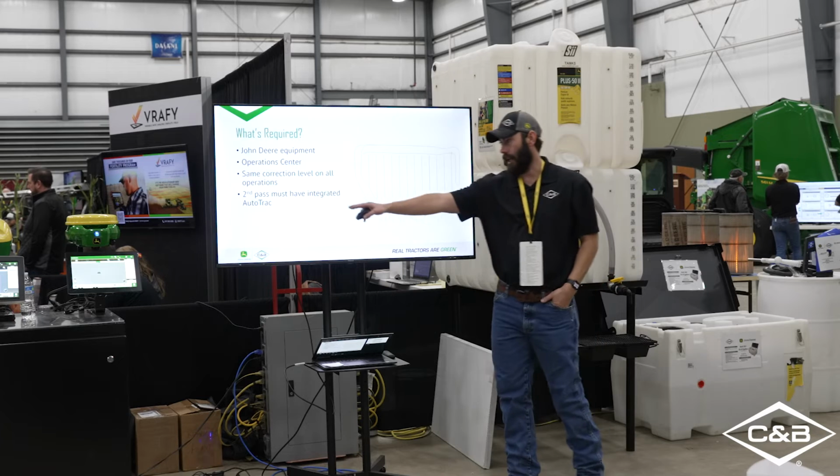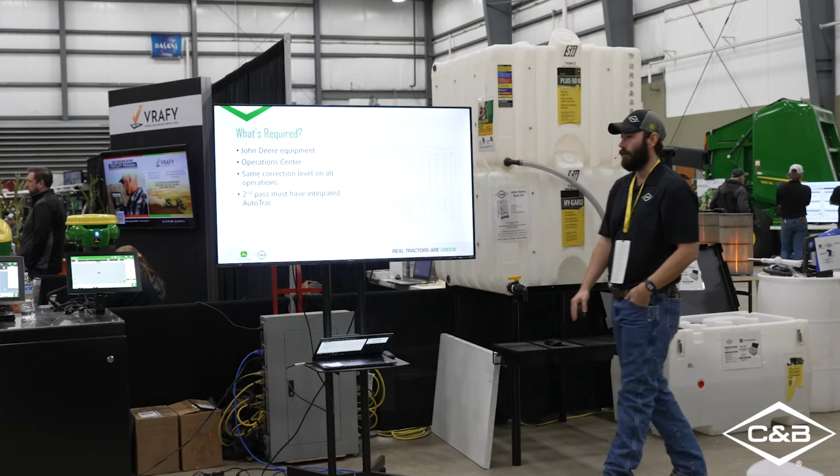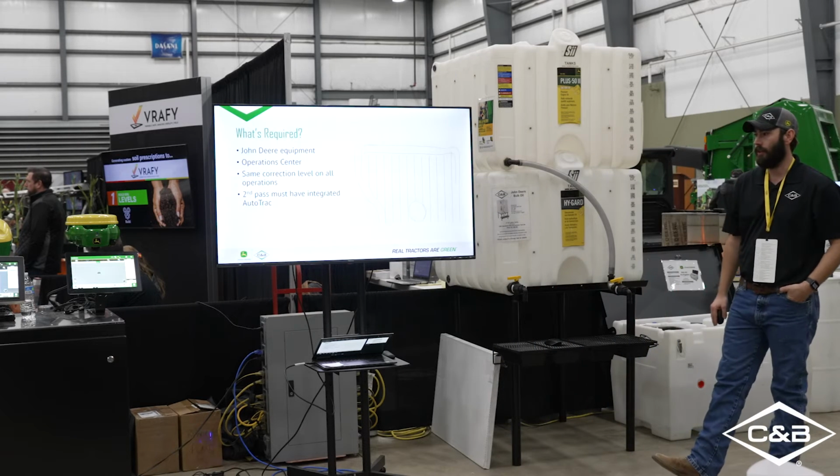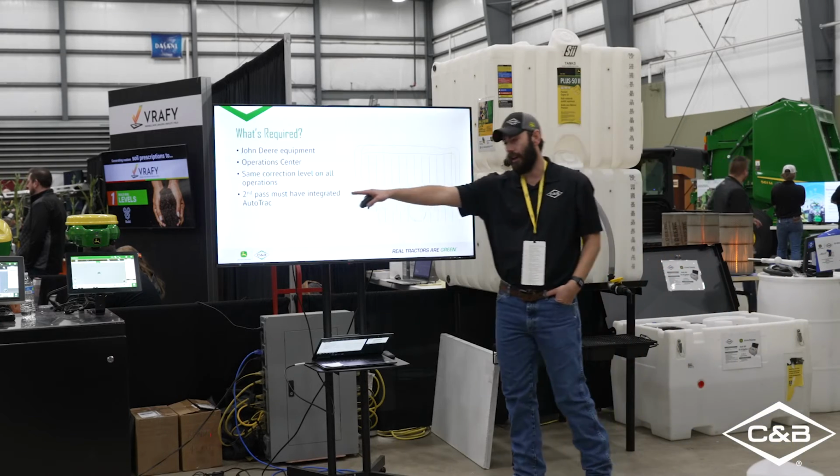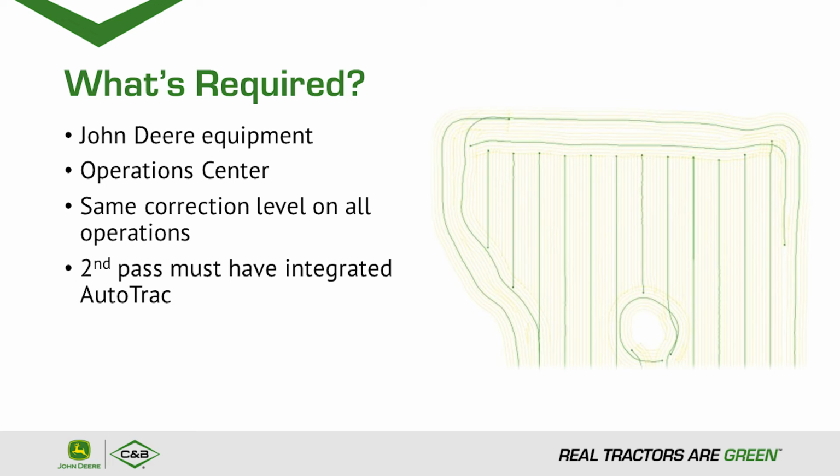And then also, the second pass must be with integrated AutoTrac. I have heard of a few guys wanting to try it with like an ATU and a sprayer, but you do have to have your integrated AutoTrac to use those lines. And so here's just a snapshot of what that looks like with your guidance lines in that field.